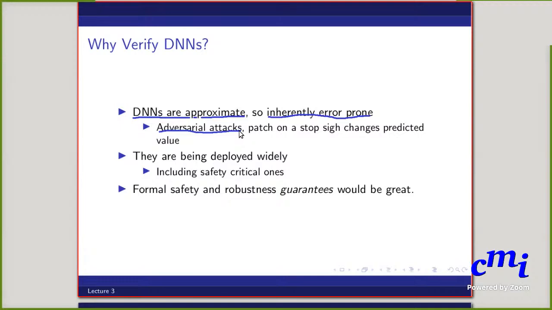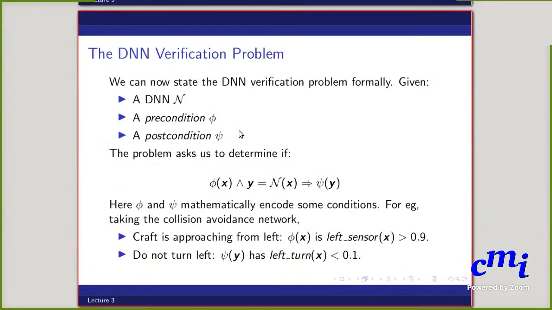But basically the idea is that there's a lot of error that can be involved, right? So then what we would like to do to eliminate these errors is to solve this problem, which we call the DNN verification problem. So what is this problem formally? We're given a DNN, and with respect to this DNN, we'll be given some precondition and some postcondition, right?